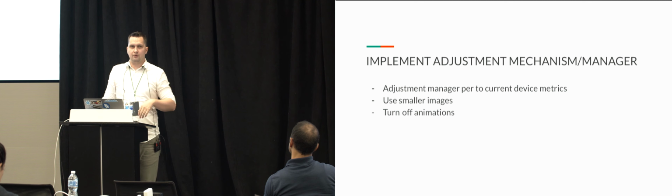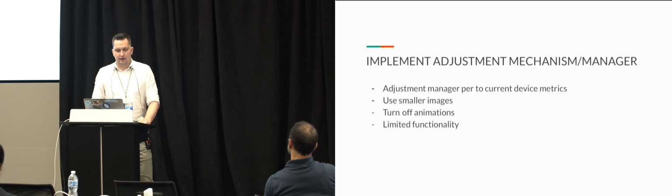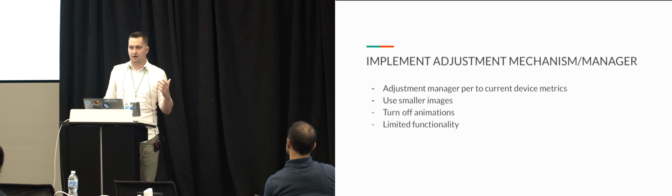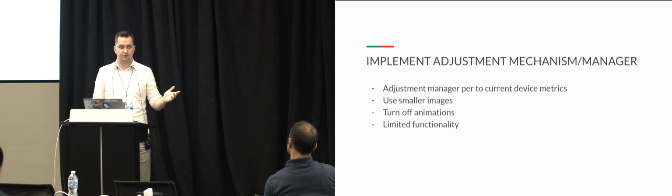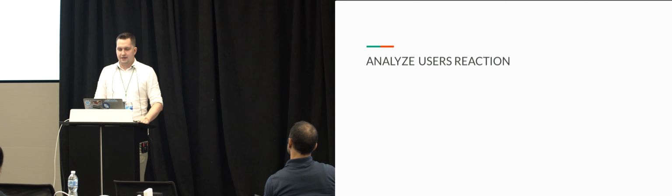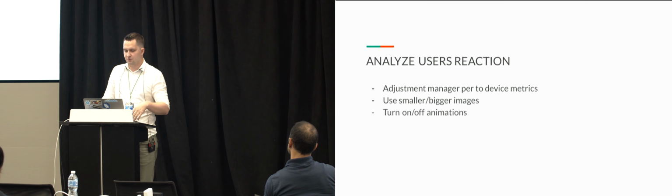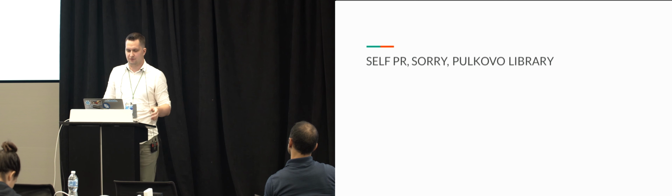It's possible to turn off the animations if your application understands that it works badly. In that case, just turn off the animations. And it's possible to limit the functionality, the features. So probably it's not the best thing to make every feature work in the same way on every device. Because on a high-end device, that feature will use a lot of CPU, but on a low-end device, it will not work at all. So probably just make a demo and just turn that feature off. And analyze user reactions. So adjustment manager, smaller, bigger images, turn off animations, limit functionality.